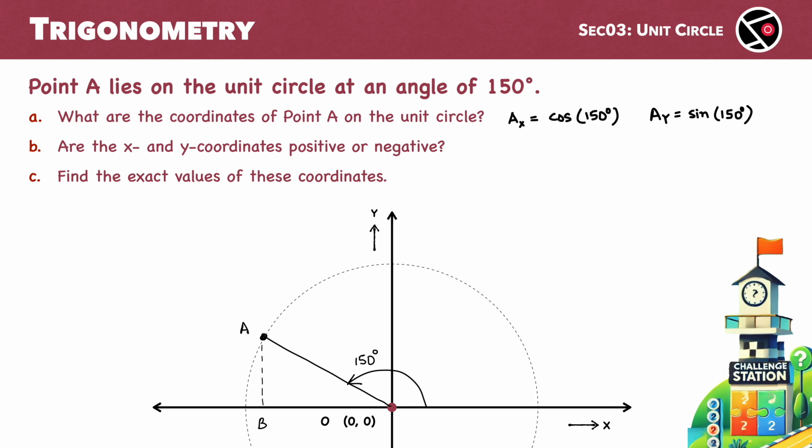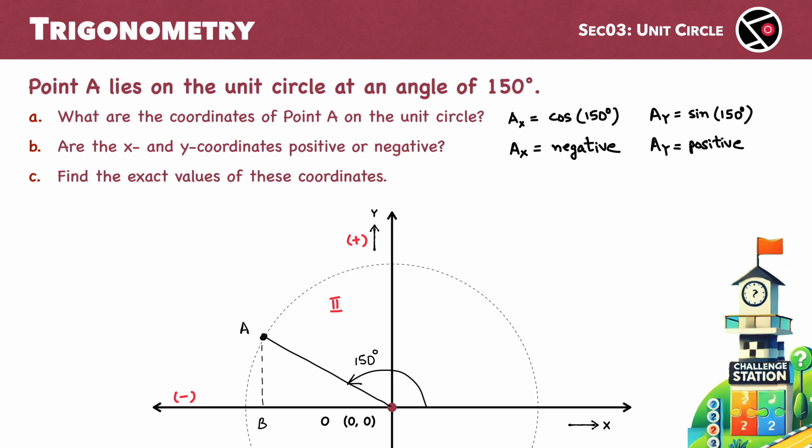Moving on to part B. We have to find the signs of the coordinates. Point A lies in the second quadrant. In this quadrant, the x-axis is negative. So, the x-coordinate is negative. The y-axis is positive in the second quadrant, which means y-coordinate is positive.